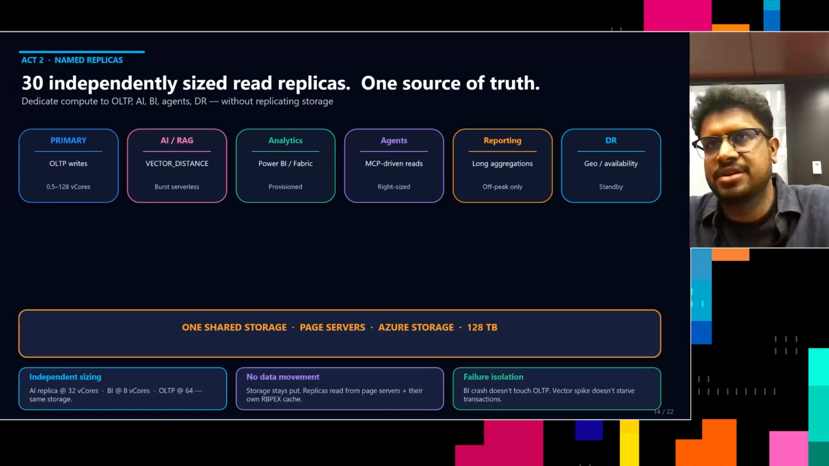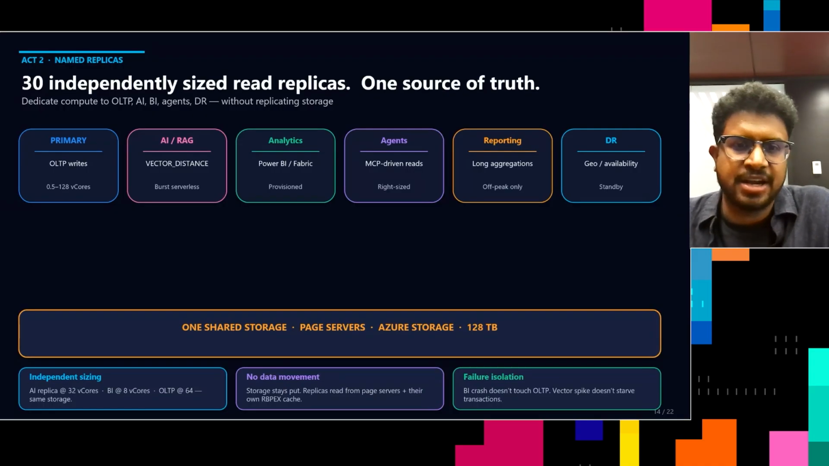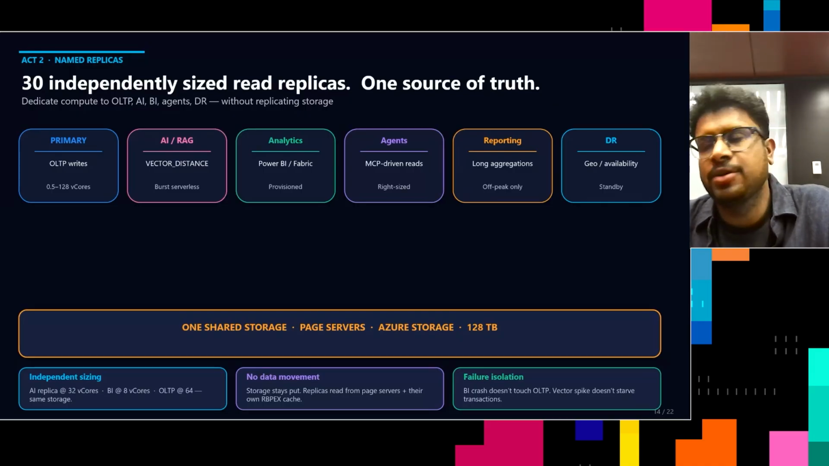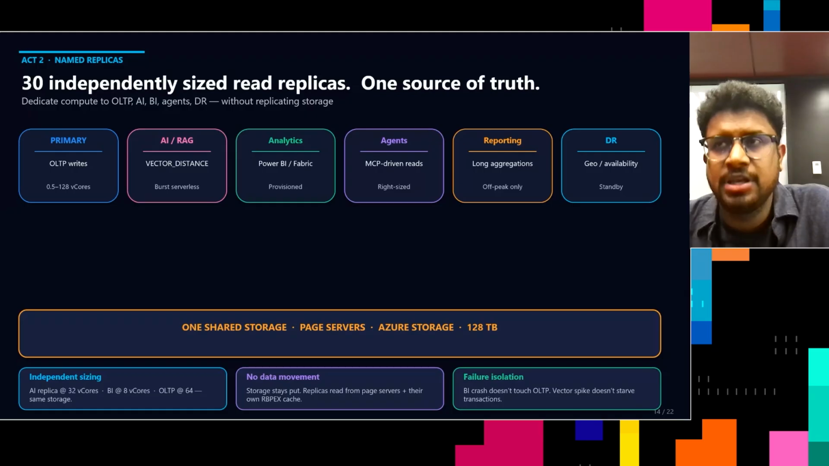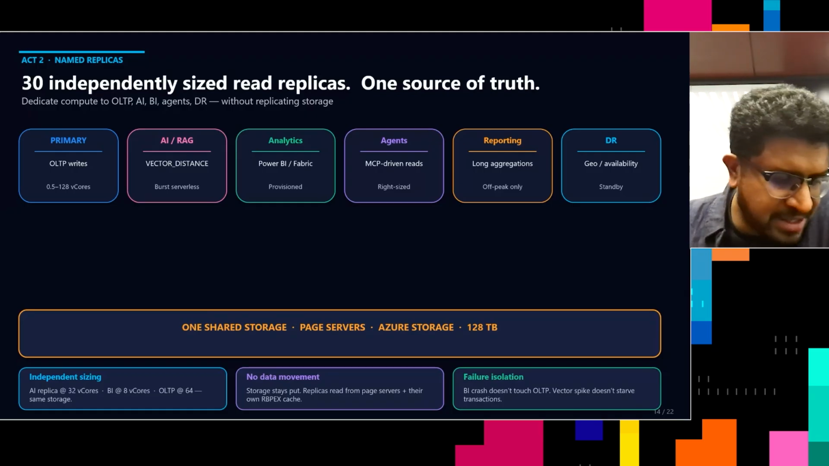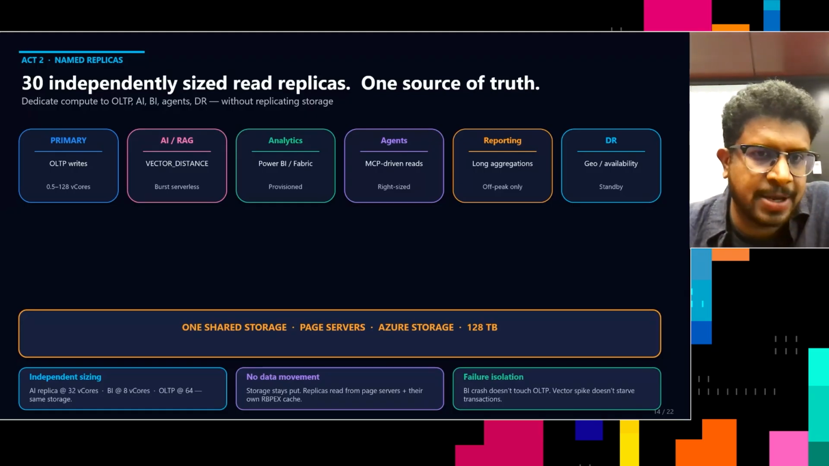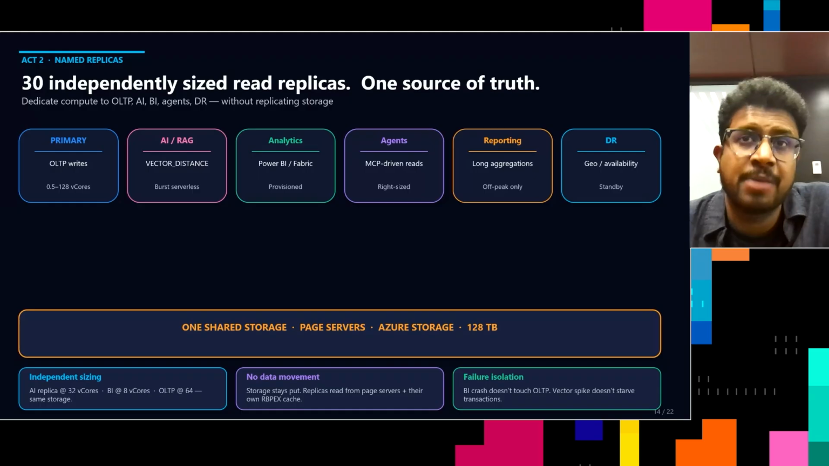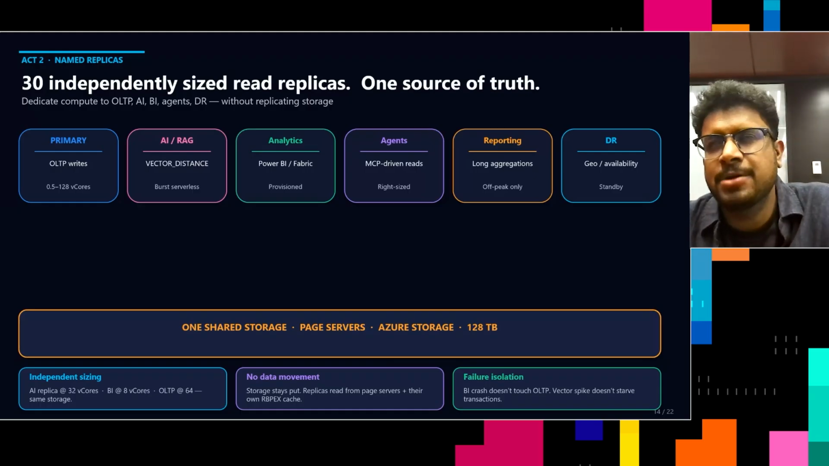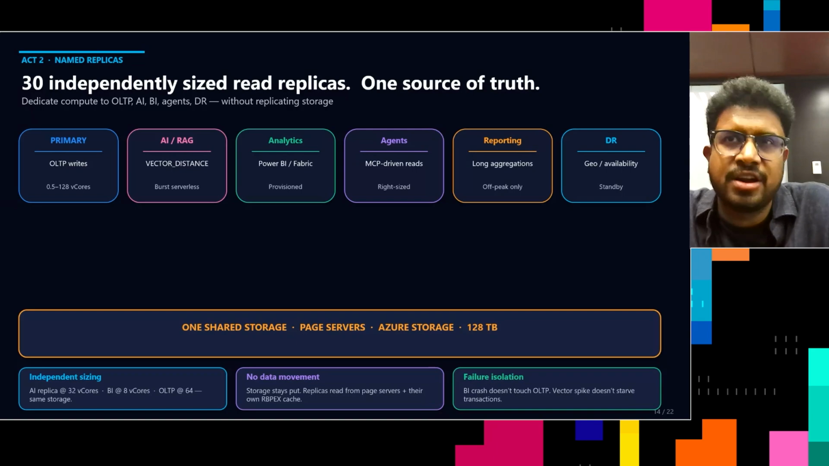Now, in general with agents and all of this world, how do people use Hyperscale? The way they use it is they use the primary for the OLTP writes. One of the major advantages that Hyperscale has is having named replicas. Think of it like you have its own connection string for a readable copy. Now, why is that important?